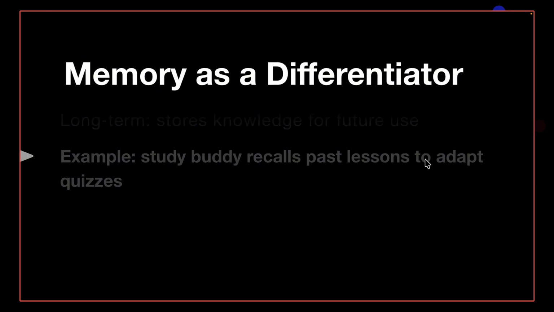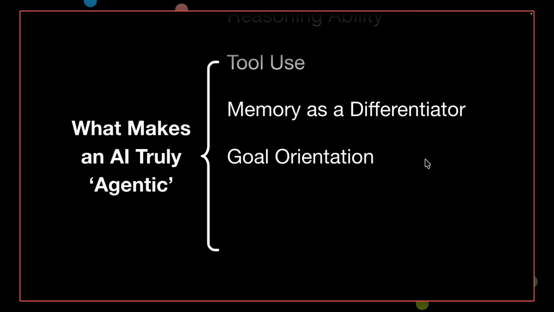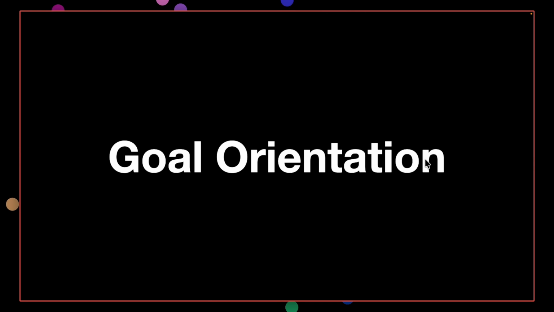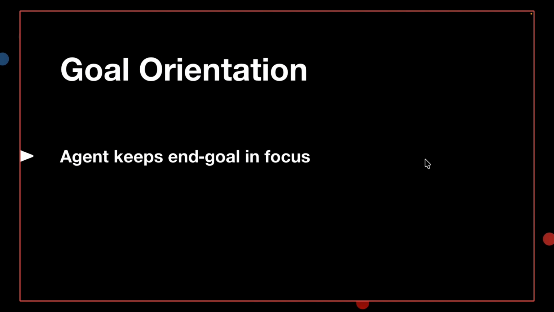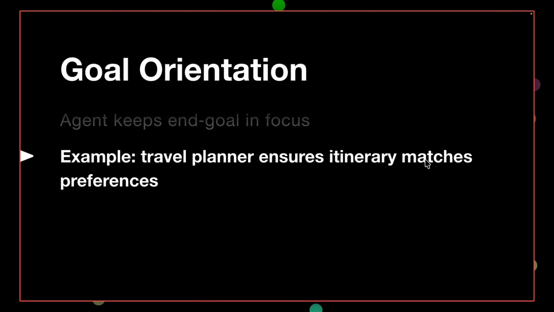And the last important capability is goal orientation. Goal orientation means that the agent keeps the end objective in mind. If you take the travel planner agent we talked about earlier, its goal is not just to list the flights. It ensures that the itinerary matches your budget, your preferences, and your timing, and it aligns every step with what you actually want to achieve.